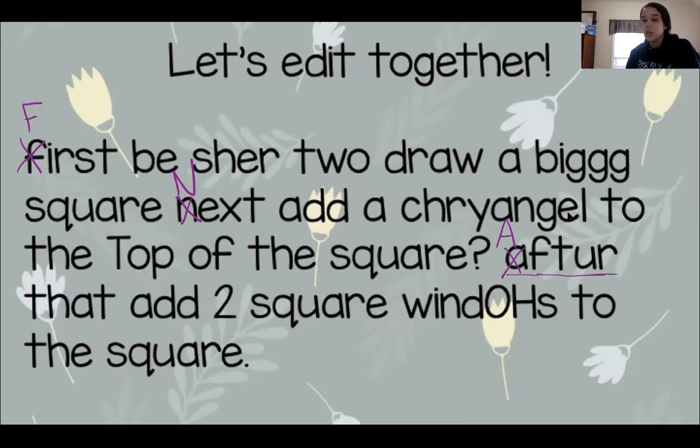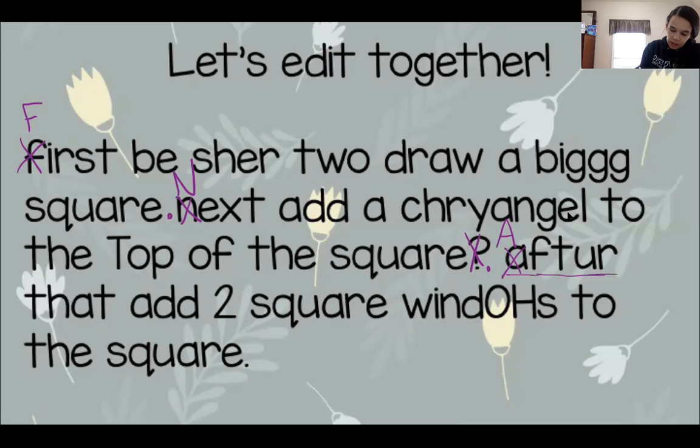Next is punctuation. I need a period at the end of each sentence. First, be sure to draw a big square, period. Next, add a triangle to the top of the square. That's not a question. I need a period. After that, add 2 square windows to the square. There is a period there. Good. Now I need to go back and I need to check for spelling, right?